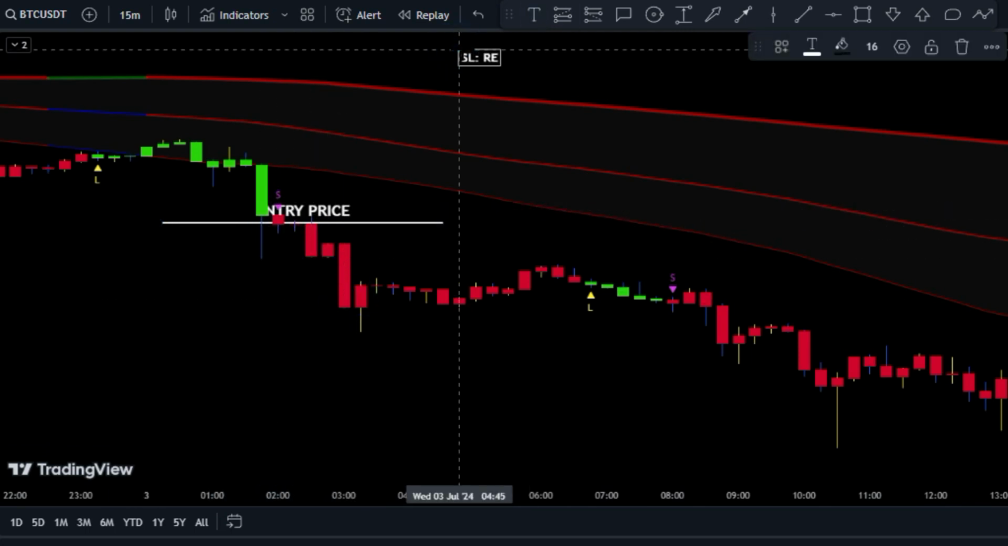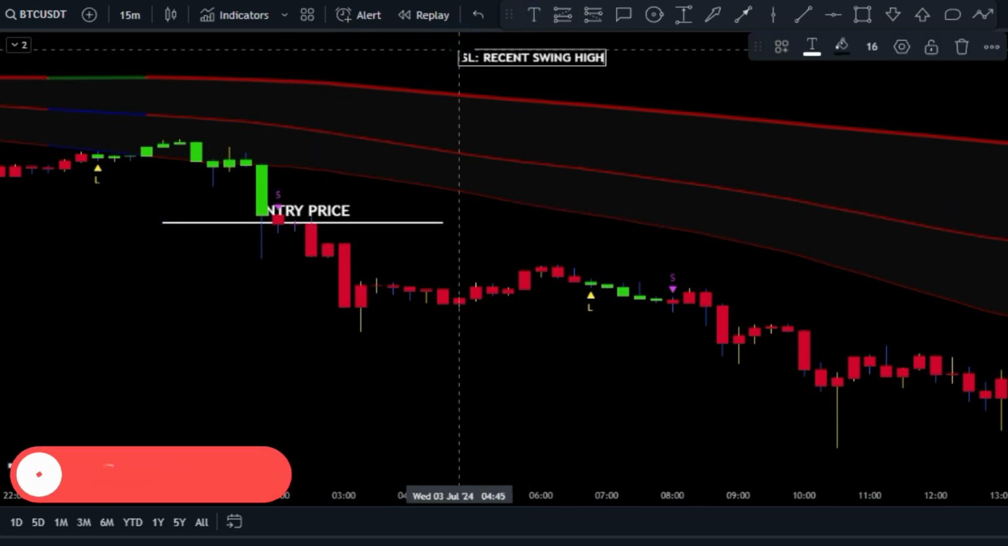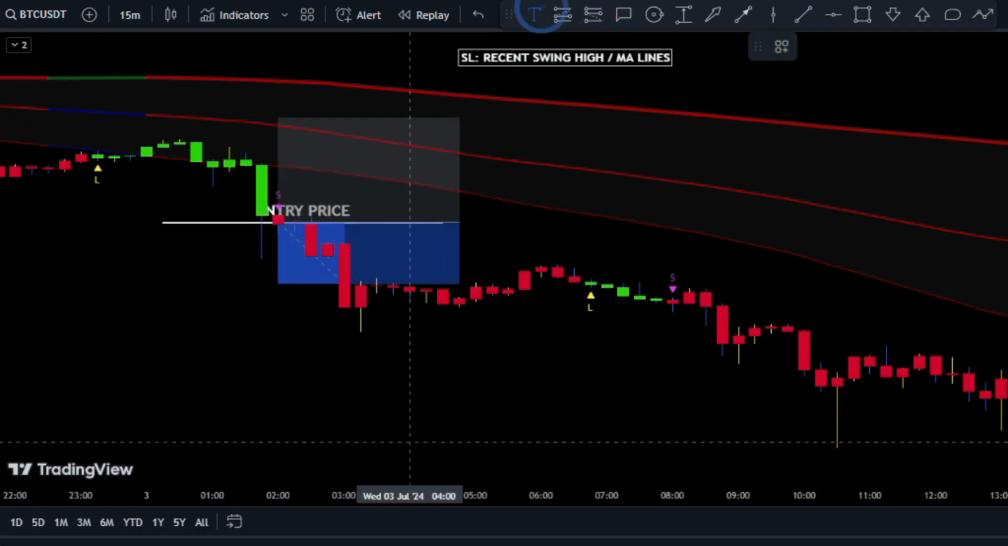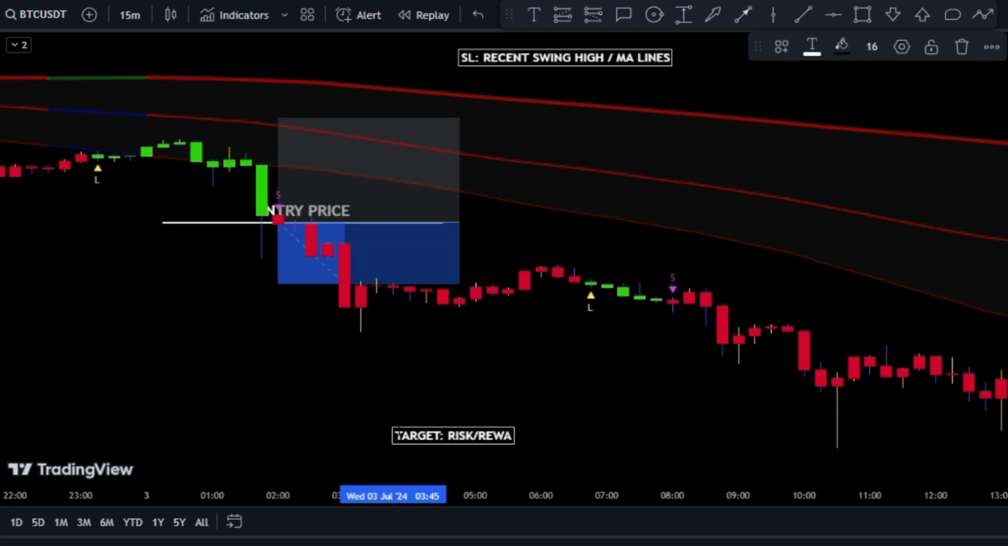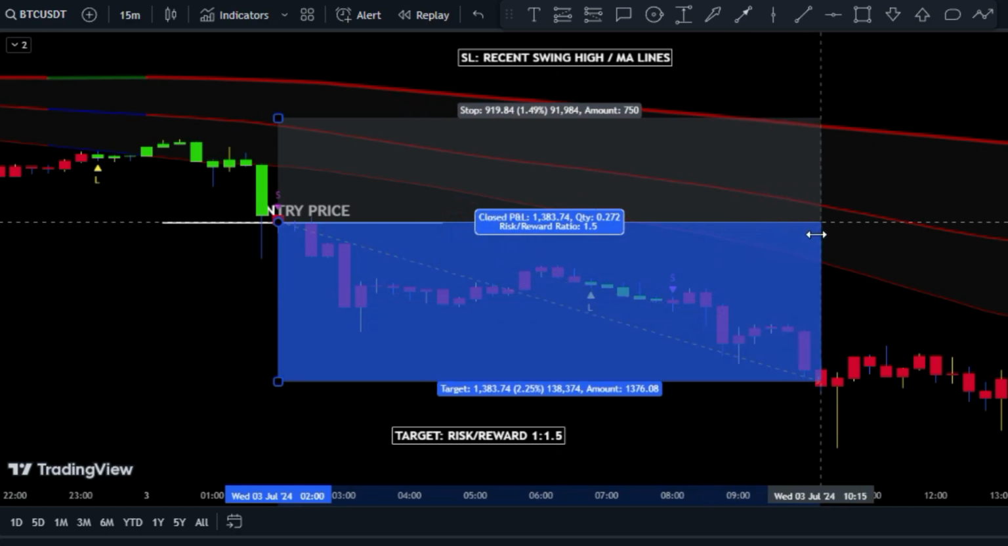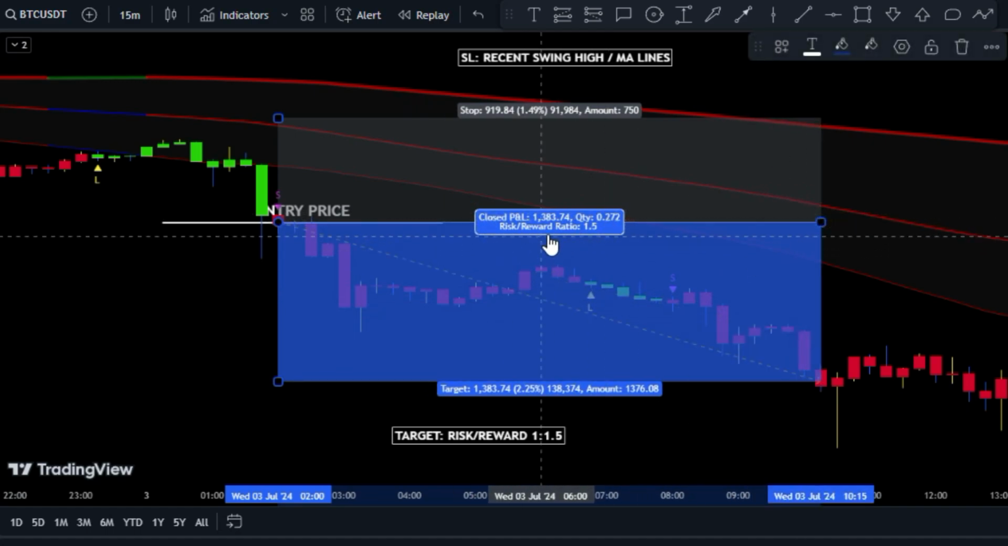And to manage risk, set a stop loss for the trade using the recent swing high or one of the moving averages as a reference point. And for an effective exit strategy and profit, use a risk-reward ratio of 1 to 1.5. This will help you balance potential profits with risk management.